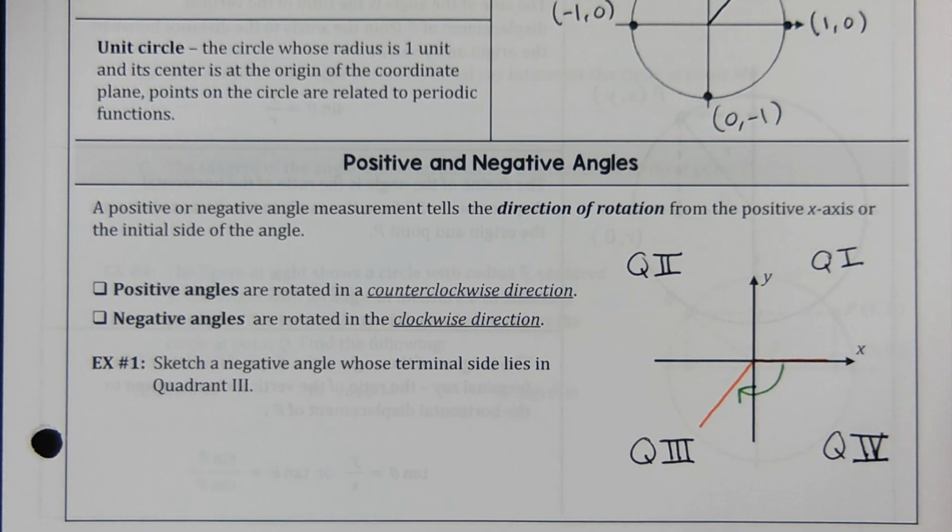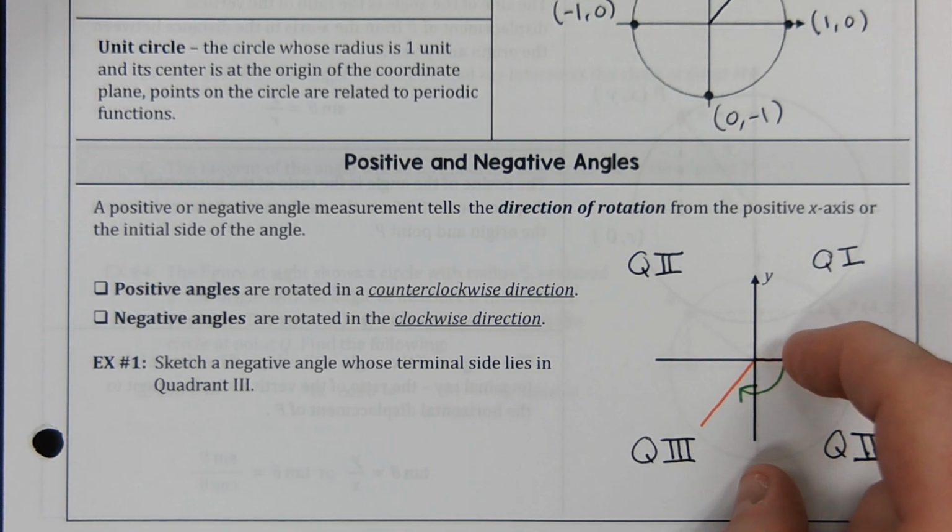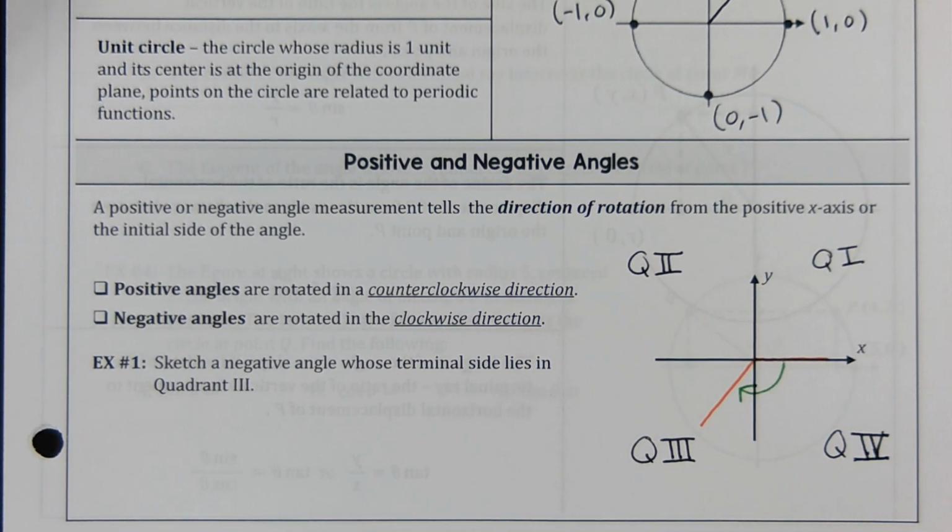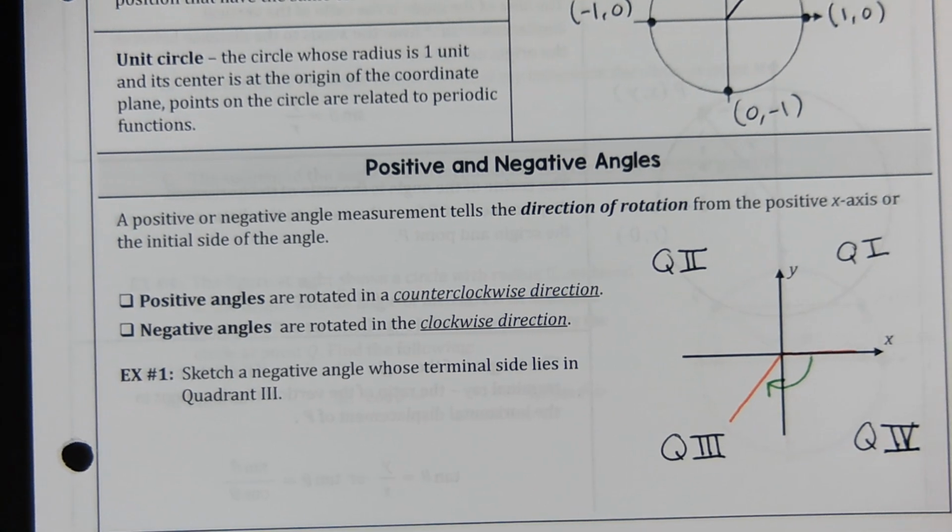By the way, if I were to have drawn a positive little roundy thing here, that would have been coterminal. 1 positive, 1 negative. That's not what he told me to do, though.